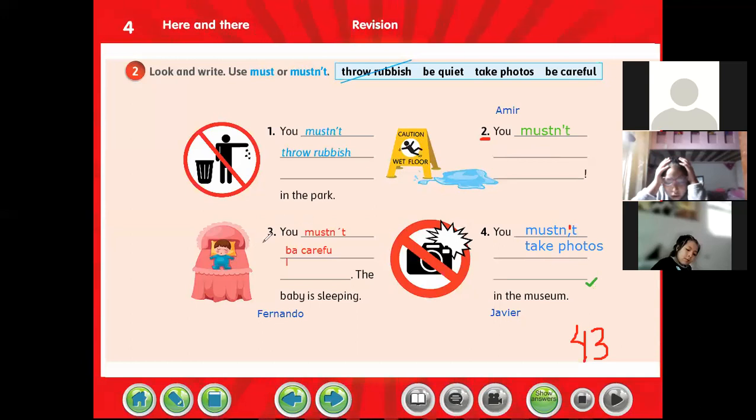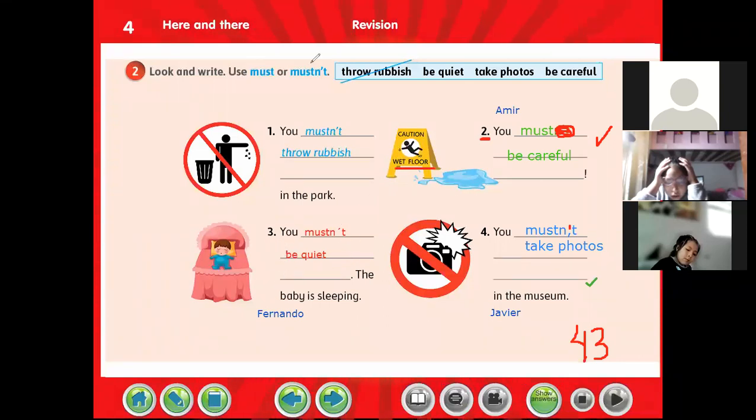Fernando, please, read the number three. Fernando, read. Yeah, complete, please. Amir, one more time. Read. You must be careful. Yeah, that's good, pero has escrito mustn't. Mustn't is not correct. Must. Has leído más, pero has escrito mustn't. The correct one is this, Amir. You must be careful. Okay, yeah, professor. You must be careful. Okay, teacher.